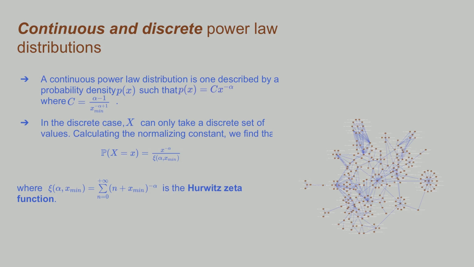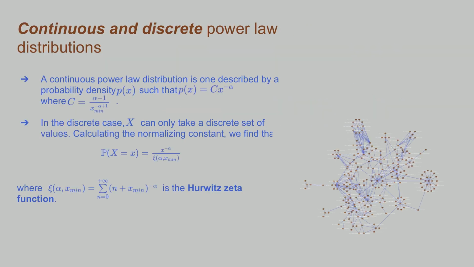Power law distributions typically come in two flavors. There can be continuous power law distributions, which can be described by a probability density function p of x, which is equal to a constant c multiplied by x to the minus alpha, where c depends on the scaling parameter and on the lower bound of the power law behavior. Also, power law distributions can be found as discrete distributions where the mass function, the probability of x being equal to x, is proportional to x to the minus alpha, and the normalization constant is given by the Hurwitz zeta function, which arises in nature very often.